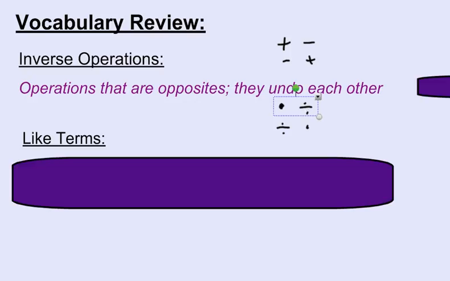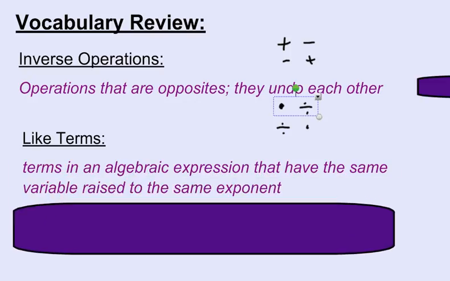All right, next one, like terms. Because you're going to have to work on combining some like terms here. Like terms are terms in an algebraic expression that have the same variable raised to the same exponent. So getting rid of the numbers, the coefficients in front of it, it's just the variable terms exactly the same. So we're going to do a quick review of those before we get into our multi-step equations.